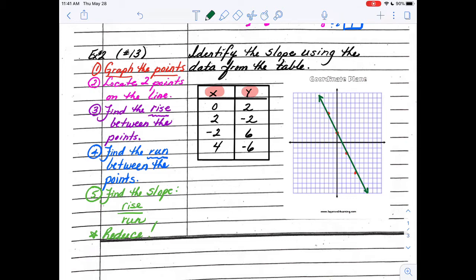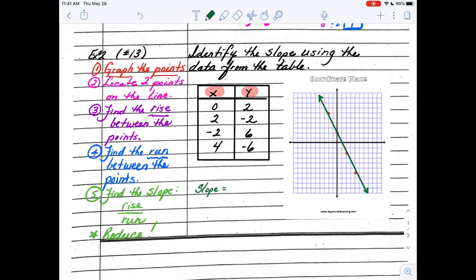But notice that line is going down from left to right. We always read things from left to right. So when it's going from left to right and that line's going down, that already tells me I know for a fact my slope has to be a negative because it's going down. If it was going up left to right, well, that would be positive. But this one is definitely going down.